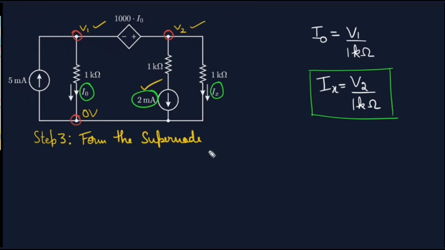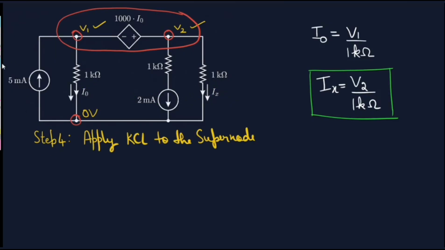Now form the supernode, that is, the dependent voltage source is connected between the two unknown nodes. Because the current through an ideal voltage source is unknown, we cannot apply KCL separately at V1 and V2. Therefore, we combine both nodes into a supernode. Now we apply KCL around the outer boundary of this supernode. When we apply KCL to the supernode, the current entering the supernode is 5 milliamps.